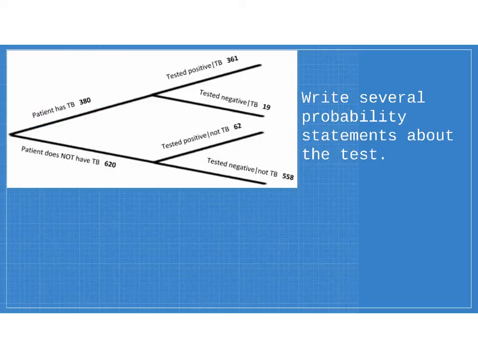And so what I want you to do is write two probability statements about the test. Okay, so some prediction, some probability that happens. You're going to type this right onto this slide.